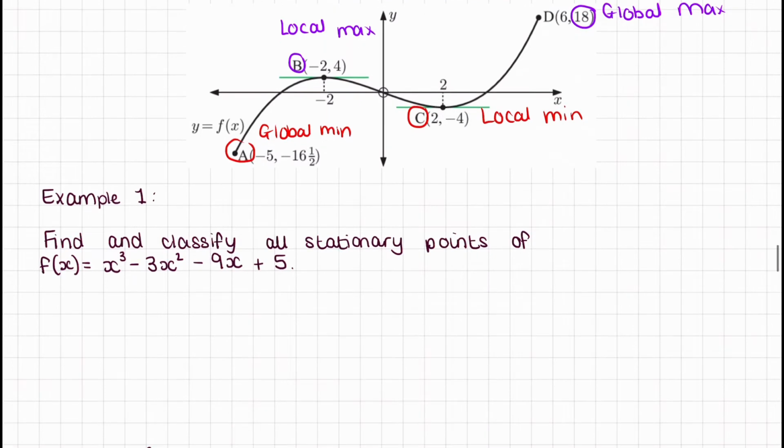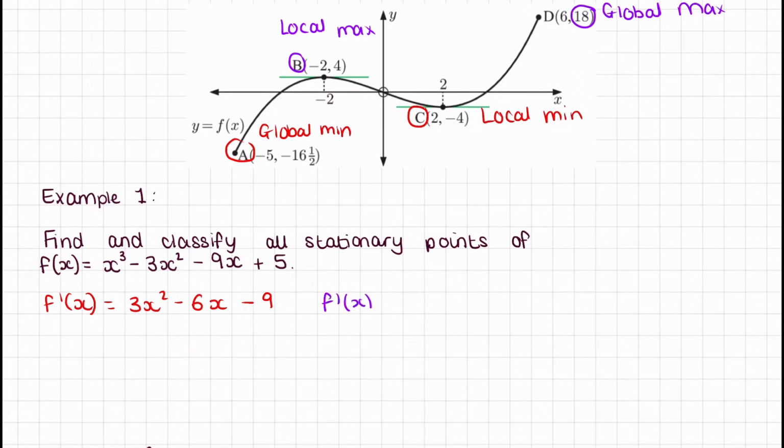So first example: find and classify all stationary points of the function x cubed minus 3x squared minus 9x plus 5. If we're going to be doing this by hand, the first thing we need to do is find the derivative, because then we want to know where that gradient equals 0. So we find the derivative of this function, and we get 3x squared minus 6x minus 9. And then we want to find our stationary points, so we want to know when our derivative equals 0.